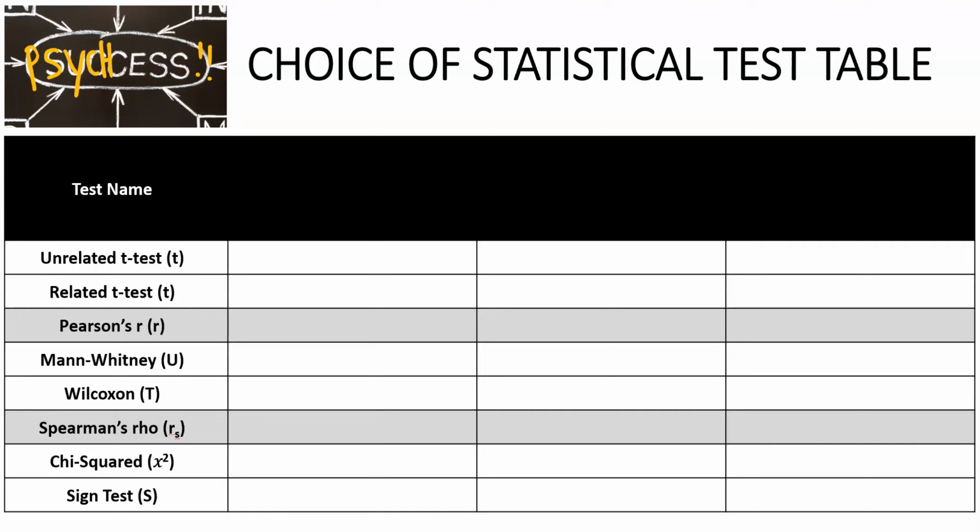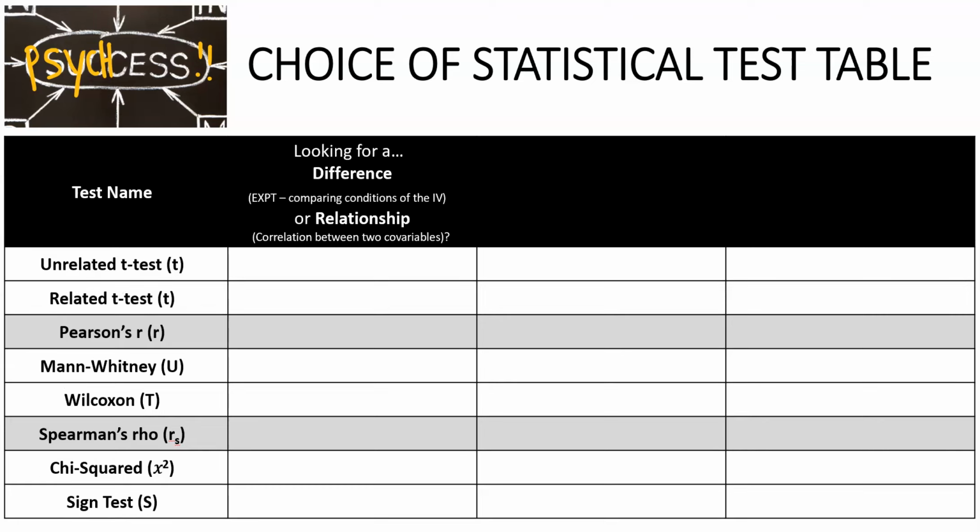There are 8 inferential statistic tests that AQA A Level Psychology expect you to understand the selection criteria for. You need to be able to read the details of a given study and decide which criteria have been met, and therefore which of these 8 tests is appropriate. There are 3 main decisions that you need to make when selecting an appropriate statistic. The first decision you need to make is whether your study is testing for a difference or a relationship.